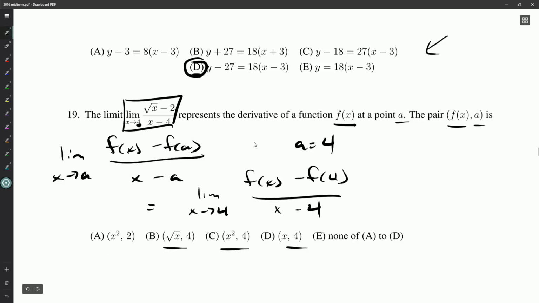Now, do either of these as my function, when I compute f at 4, spit out 2? Well, comparing to our form up here again, we have f of x minus f at 4 on top. So, if I'm right, f of x is just going to be root x. And double check, f at 4, root 4 is 2. So, yeah, that seems to work. Do any of these options have my function as root x? B does. And there we go.